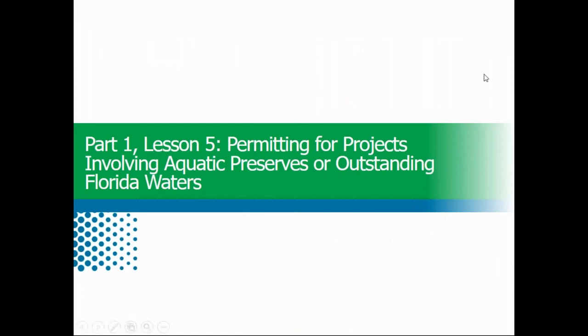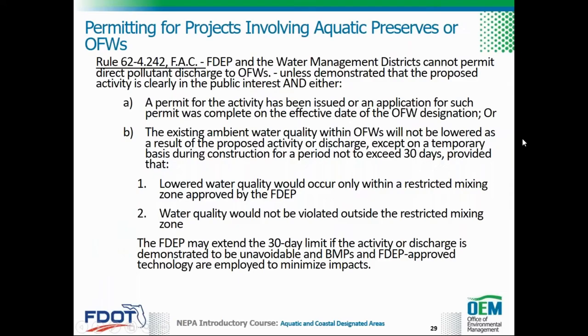Now we will proceed to Lesson 5, where we will discuss permitting for projects involving aquatic preserves or OFWs. Projects located in OFWs receive a greater level of scrutiny by the state environmental regulatory agencies during environmental resource permitting. It is important to remember that aquatic preserves are OFWs. DEP and the water management districts generally cannot permit direct pollutant discharge to OFWs because this could lower existing water quality, thus significantly degrading them.